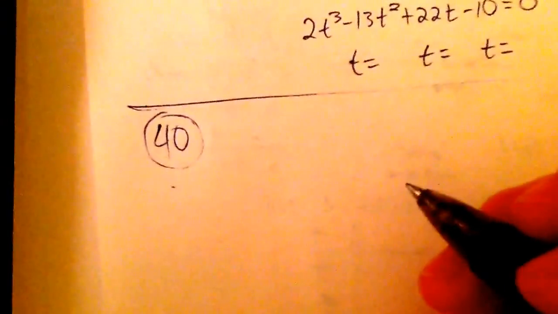Okay, 40. Pen's running out. I think it was 40, right? It says the speed of a particle at t equals a is given by the value of the velocity at t equals a. That's false.